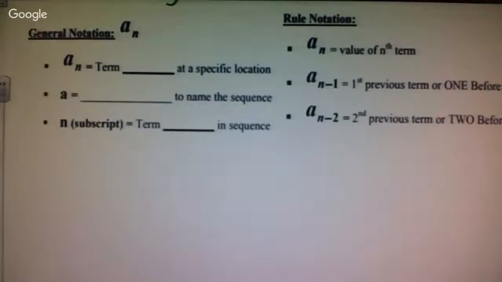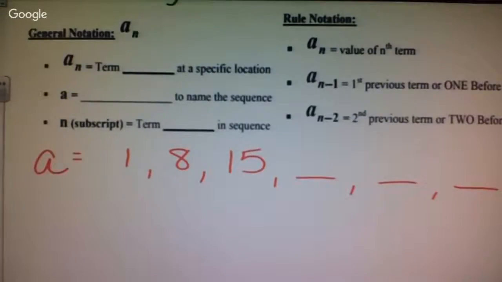What rule do you want to use? Pick me a rule, pick me a pattern. Plus 7. All right. So if I start with 1 and I add 7, that takes me to 8. Add 7, that takes me to 15. Blank, blank, blank. Okay, so they would call this sequence A.